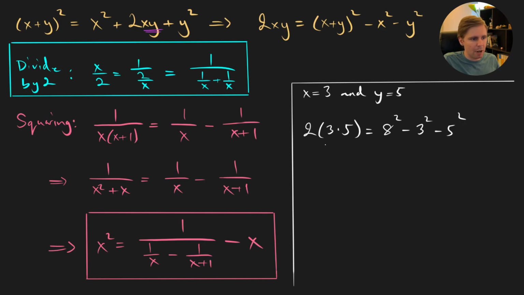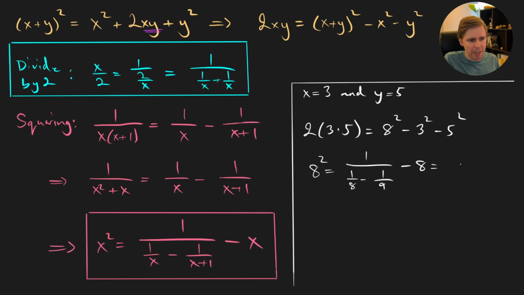Okay, now let's work on the right-hand side. Let's say I want to calculate 8 squared. I have a formula for doing that here. 8 squared is 1 divided by 1 over 8 minus 1 over 9, minus 8. If you get a common denominator and combine these, you'll find that 1/8 minus 1/9 is 1 over 72. So 1 divided by 1 over 72 is 72.